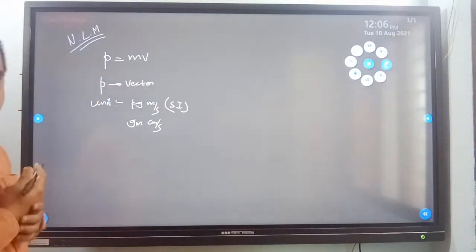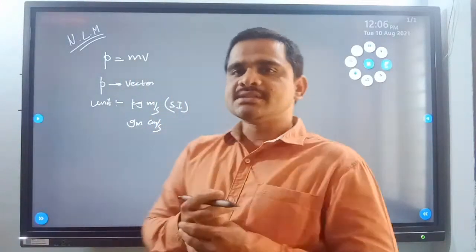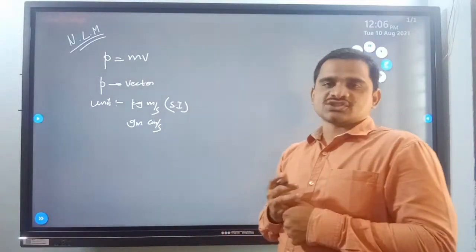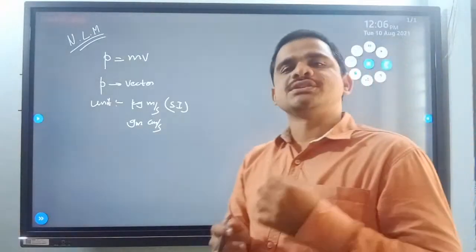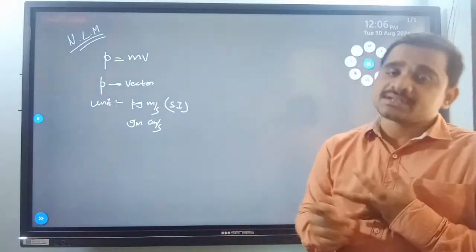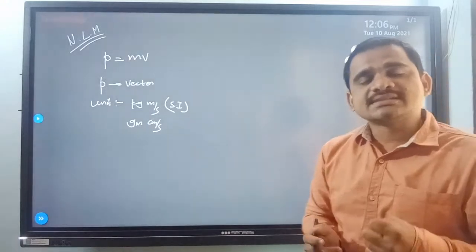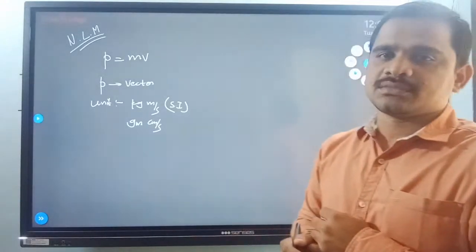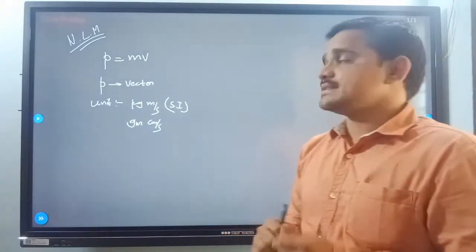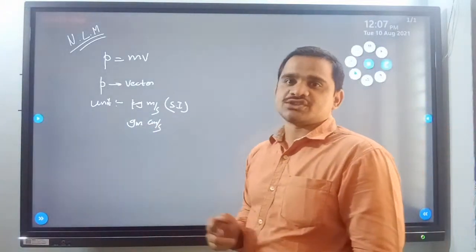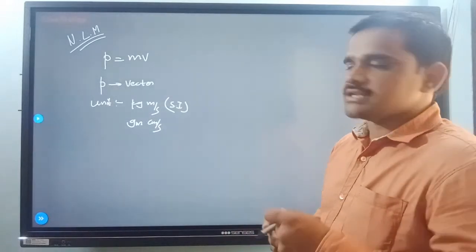Understood? What is linear momentum? Linear momentum is the product of mass and velocity. It is a vector quantity. The unit is kg meter per second, which is the SI unit, whereas gram centimeter per second is the CGS unit.